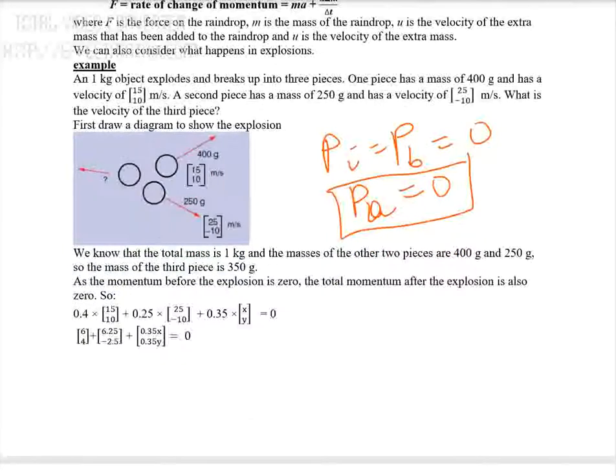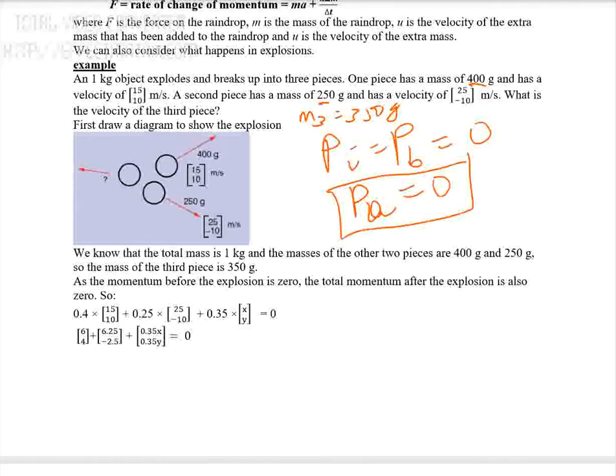Since it is 1 kilogram, the first one is what? 400, the second one is this much, and the third one is the sum of these two subtracted from 1 kilogram. Therefore, the sum of these two is 650. 1000 minus 650, m3 is equal to how much? 350 gram. Therefore, the first one is 400 gram, that means 0.4, moving with this speed, plus the second one is 0.25 times moving with this speed, plus the third one is 350, that is 0.35 times x y, the unknown speed, is equal to what? 0.